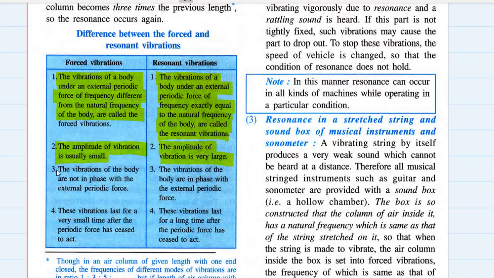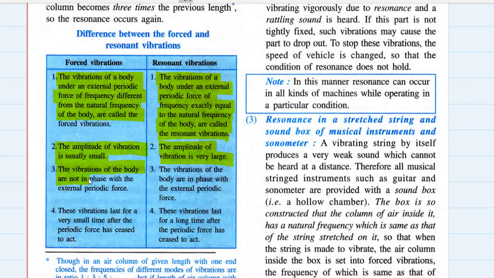the amplitude of vibration is very large in resonant vibration. Why is the amplitude very large in resonant vibration? I told you this. The amplitude of resonant vibration is very large since the body which is vibrating gains energy from the periodic force, which matches with the frequency of the vibrating body.